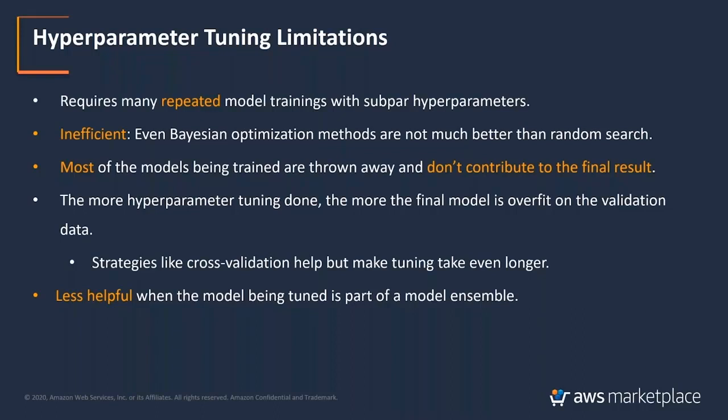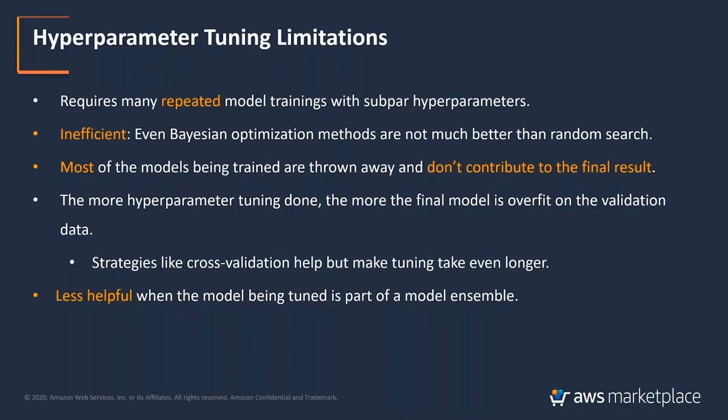A more subtle reason is that the more hyperparameter tuning done, the more the final models overfit on the validation data, because every time you train a model, you need to check how good it is, right? You need to say, is this better than the other models that I've trained? And you can't do that on the test data, the thing that you finally want to get the best score on, because that would just completely overfit.